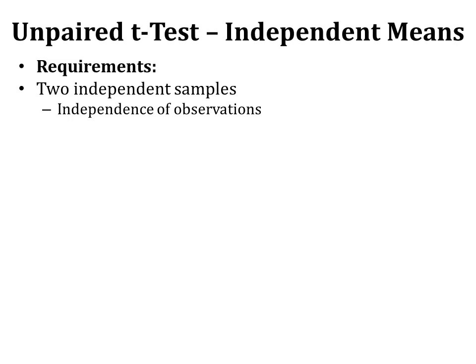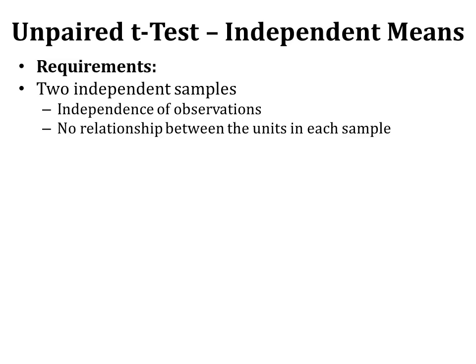The observations in each of these two groups should have no relationship with each other. And there should be no relationship between units as well in each sample. So units in the sample should also be independent of each other. And there should be no overlap of units between the two groups. The units in both of the groups should be exclusive.